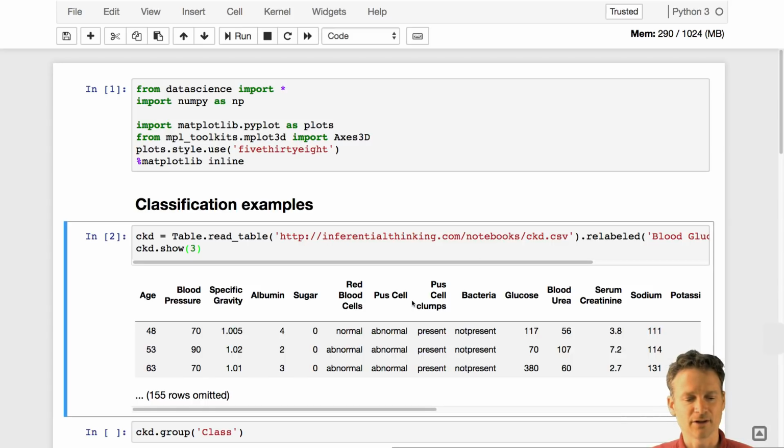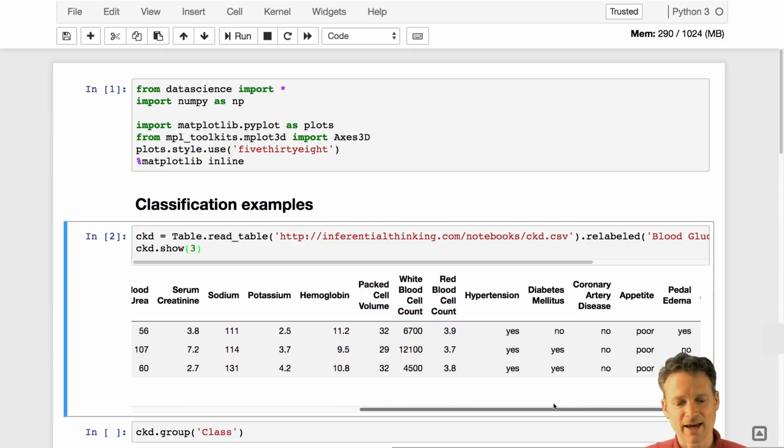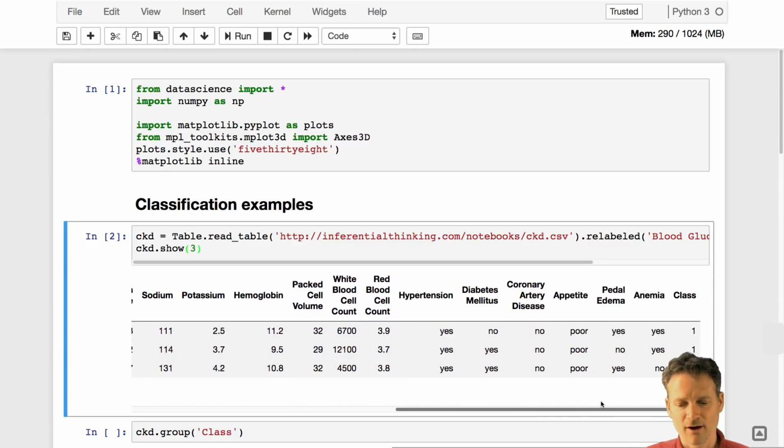You can see here each column represents a different blood test, as well as some other diagnostic information about them. So there's their age, there's their blood pressure, and then there's a bunch of different blood test results, like the sugar level in their blood, or the red blood cell count, and so on and so forth. And there's a whole bunch of these different lab tests that he had ordered on all of these patients.